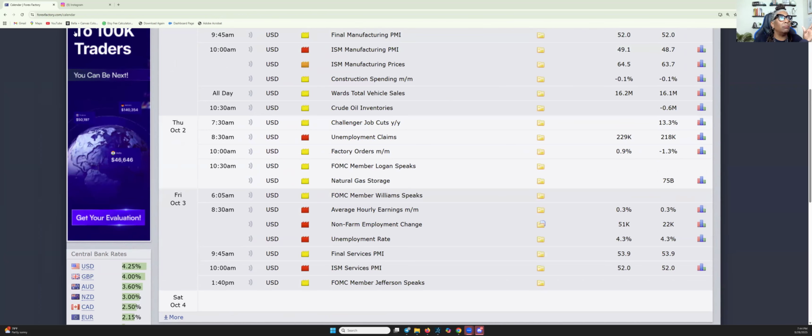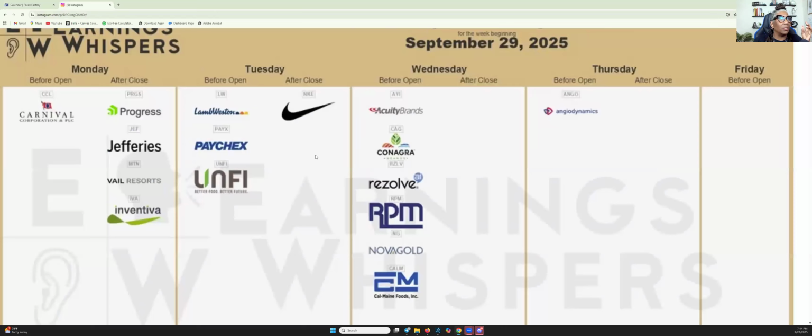Earnings was real minimal this week. Only thing I would say big is Nike, and I wouldn't even call that big. And Carnival Cruise Line is tomorrow morning. But the earnings season is winding down for Q3, and it'll pick back up probably in about a week with the banks. But not a whole lot from that standpoint.